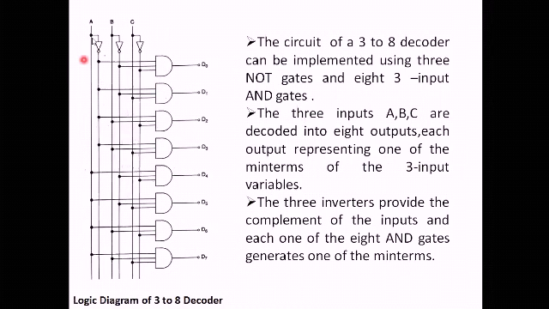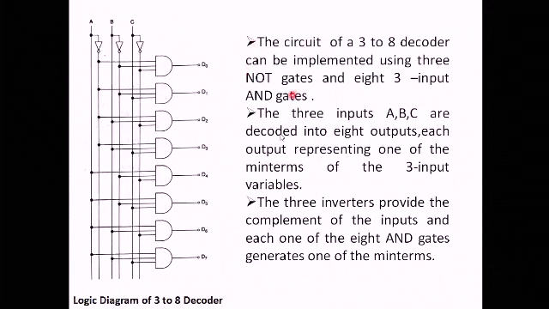This is the circuit. Here it is A, B and C, and here it is D0, D1, D2, D3, D4, D5, D6 and D7. It goes on like this. So this circuit has been implemented using 3 NOT gates. This is first NOT gate, second NOT gate and the third NOT gate, and 8 3 input AND gates are used. This one is first AND gate, second, third, fourth, fifth, sixth, seventh and 8. 8 AND gates are used.